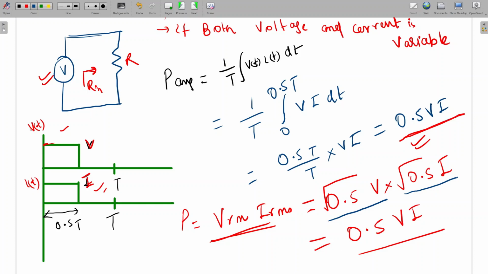So we can see that if both quantities are variable, we have to multiply both RMS values. If one quantity is constant, we will take that common, so the average value we have to multiply for the other value. But if voltage and current are variable, in that case, power is equal to VRMS into IRMS. Is it clear?